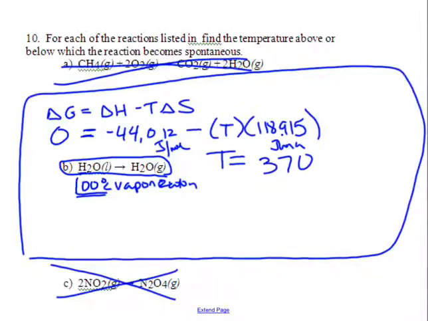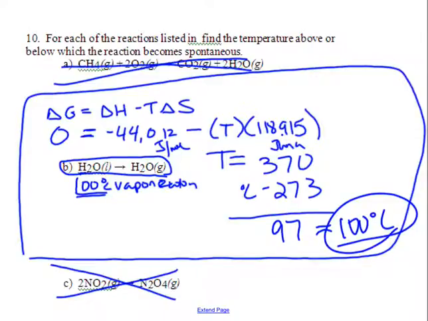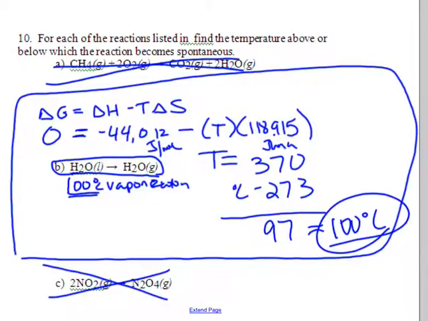370. If we're converting to degrees Celsius and then rounding to 1 sig fig, we get minus 273. What is that? And let's round it to 1 sig fig. 100 degrees Celsius. Okay, so we just derived the boiling point of water using this equation, using thermodynamics, which is pretty cool to be able to do. Okay, we basically have done this next problem.